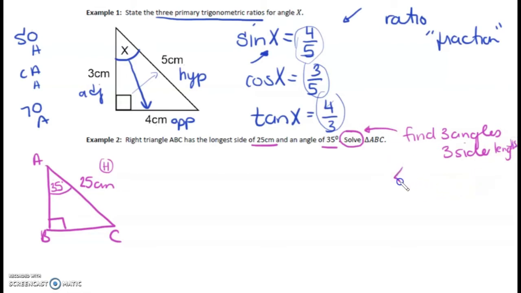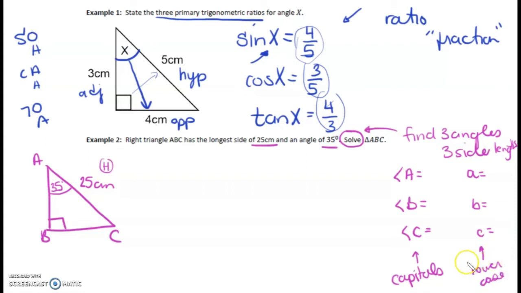Okay, so we're going to have angle A, angle B, and angle C. We also have to solve for side A, side B, and side C. So going over notation, angles are always capitals, and side lengths are always lowercase. Okay, so if this is angle A, side A is going to be opposite to angle A. Okay, and we don't know that one.